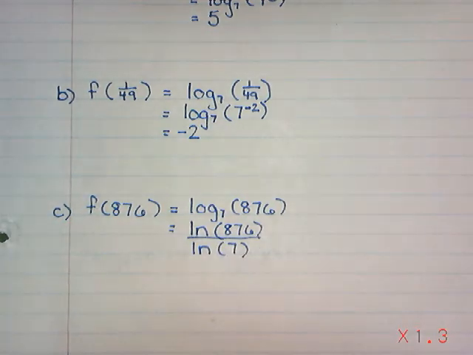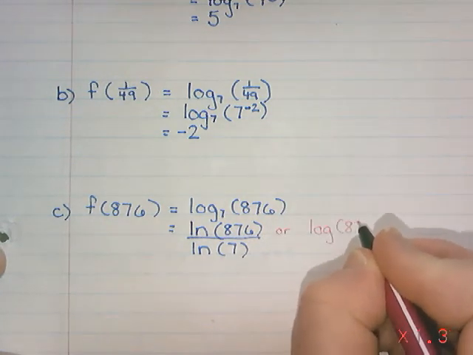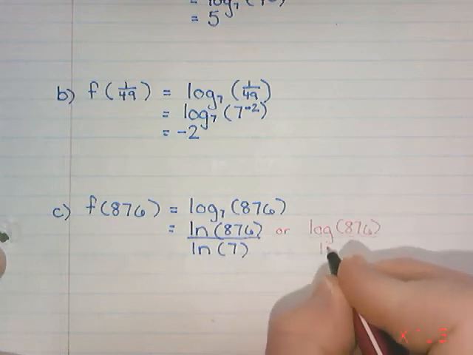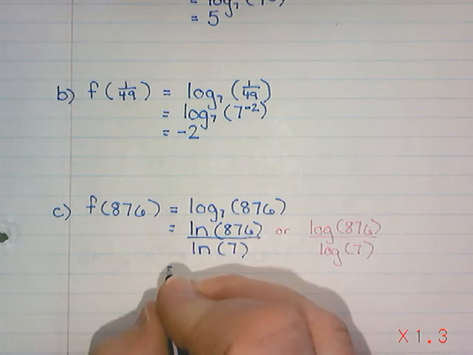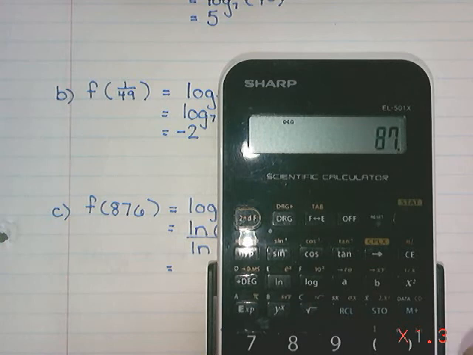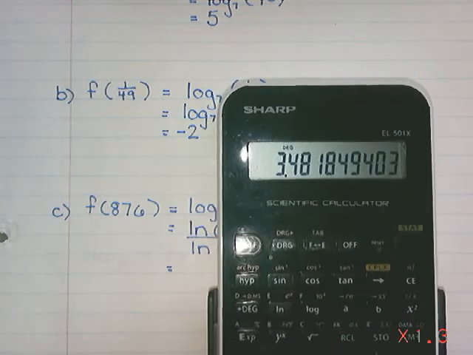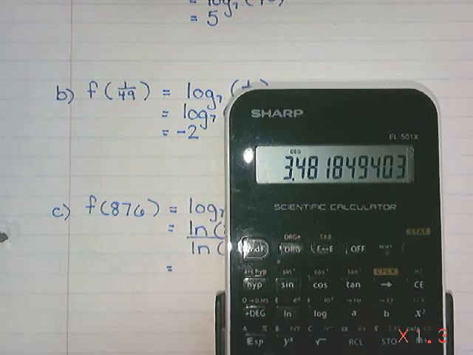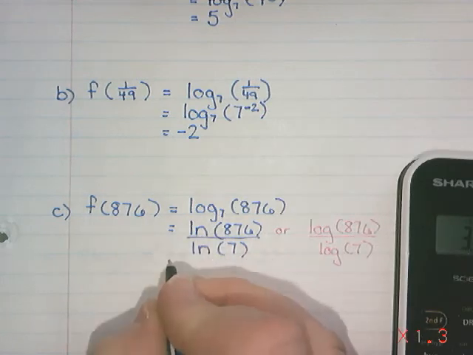The other option is you could do log of 876 over log of 7. You also might have a button on your calculator that will do it for you, which is fantastic, but I do not. So I'm about to calculate ln of 876 divided by ln of 7. And I got 3.481849403, or it does ask in the question for us to round to 2 decimal places. That would be approximately 3.48.